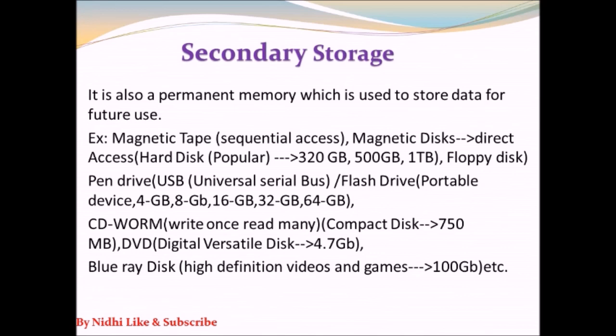Floppy disk is also an example of secondary storage. Pen drives are also known as flash drives. USB means universal serial bus. Flash drives are portable devices. A 4 GB pen drive is there, 8 GB, 16 GB, 32 GB, 64 GB, etc. GB means gigabyte. Okay, CD, compact disc, CD-ROM, write once, read many times.